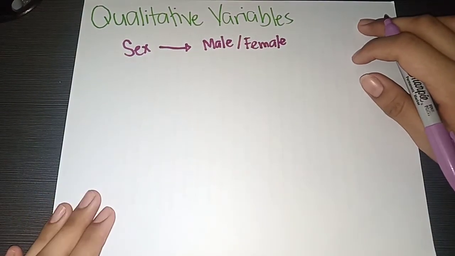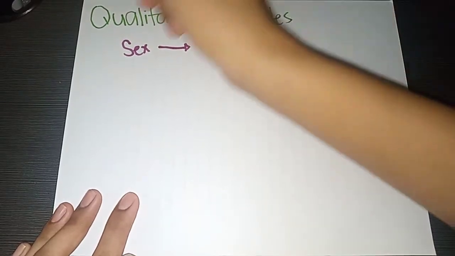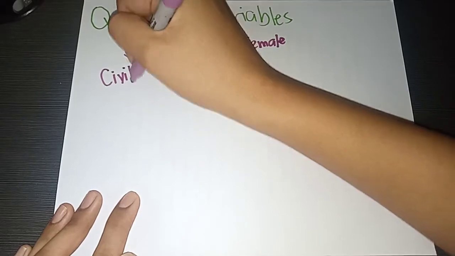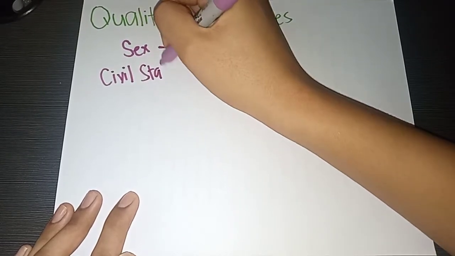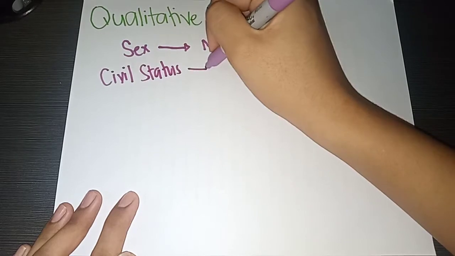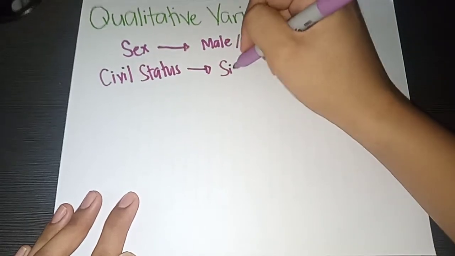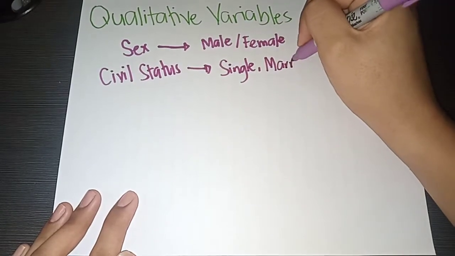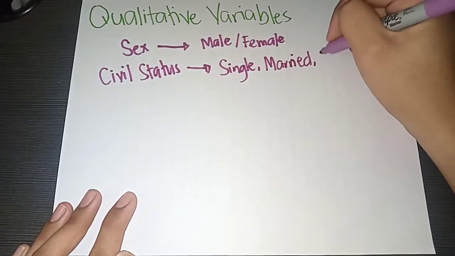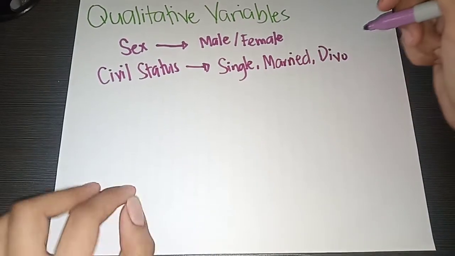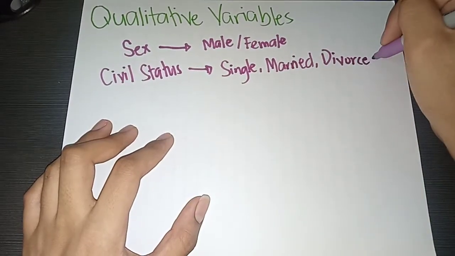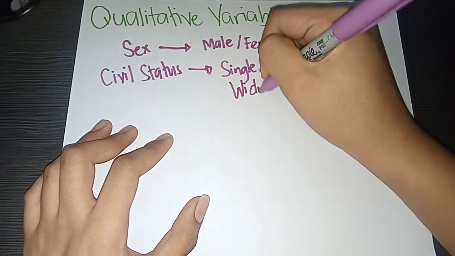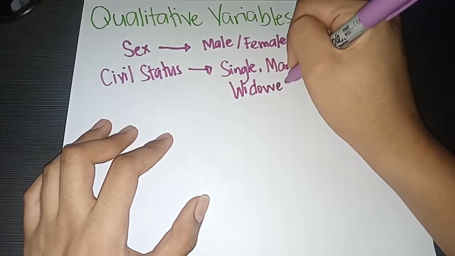So, let's have another variable. Let's say we have the variable civil status. The possible values for the variable civil status can be single, it can be married, divorced, or widowed.